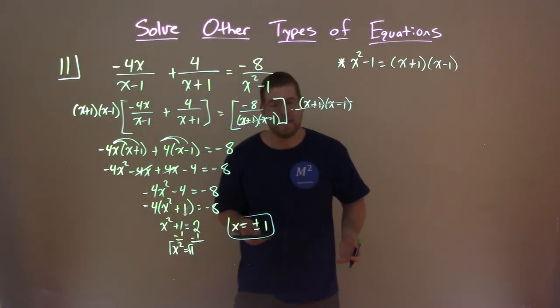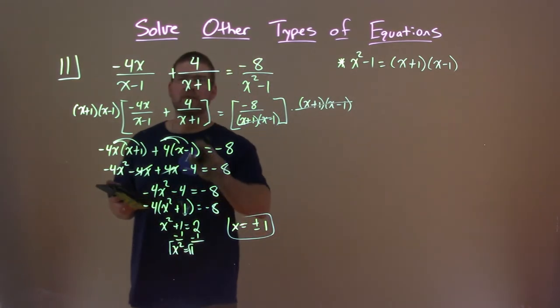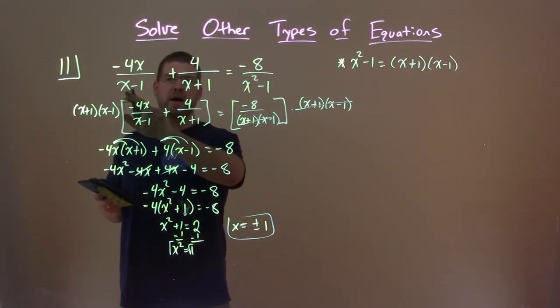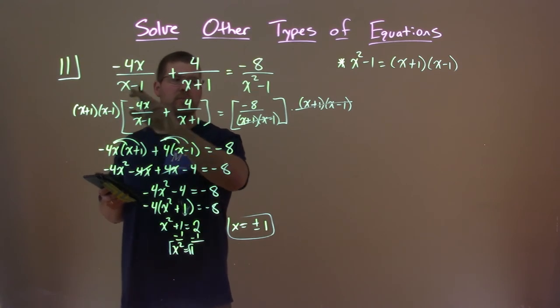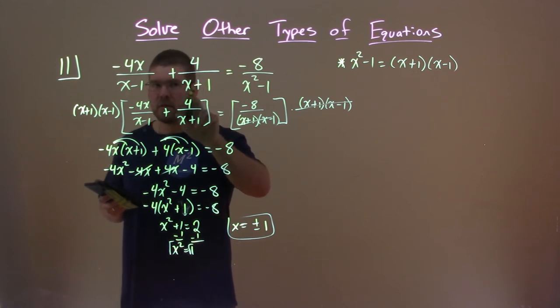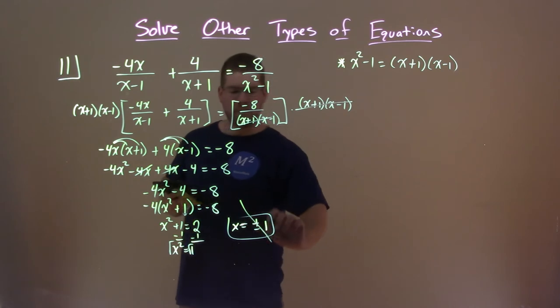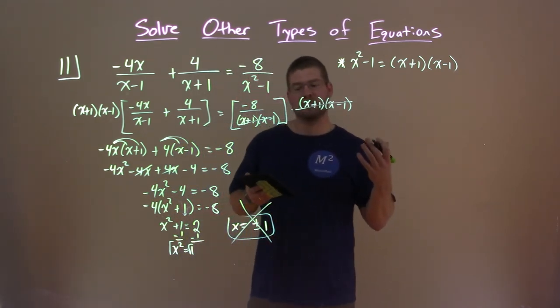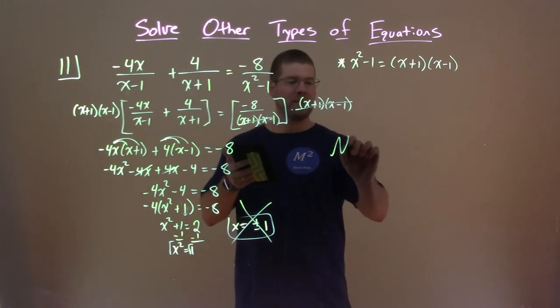So we need to go check that in our original equation, but watch this. If we put a positive 1 in for x, that gives us a 0 in the denominator, which we cannot have. If we put a negative 1 in for this x, we get again a 0 in the denominator. We can't do that. So both of the solutions we solved for don't work. So this one actually has no solution.